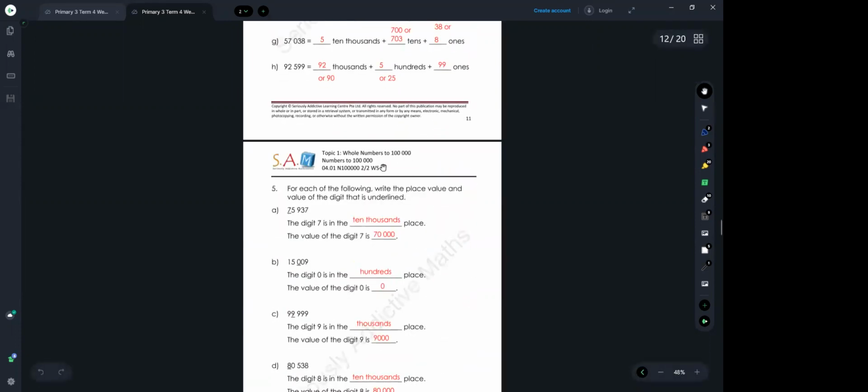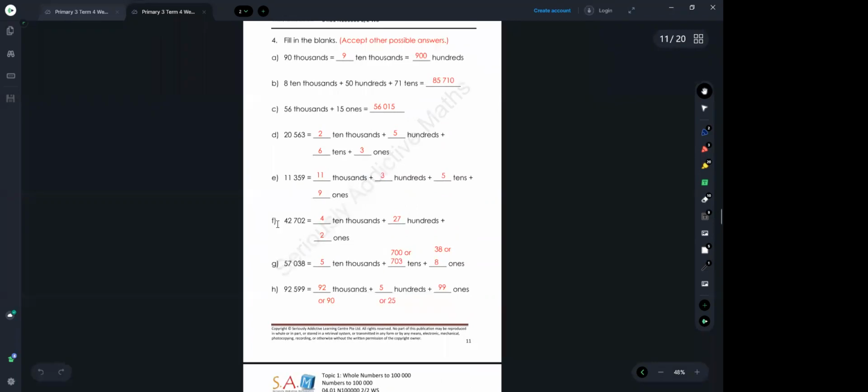And then let's see, perhaps do F, G, H on page 11. Here it's a bit tricky, especially G and H, which is why it's good for you to go through with them. So, for example, you have 57,038. What do they write? They can either write 5 10,000s, and then you can write 700 tenths, because there's no hundreds here. So they can either write 700 tenths or 703 tenths, and then 38 ones.